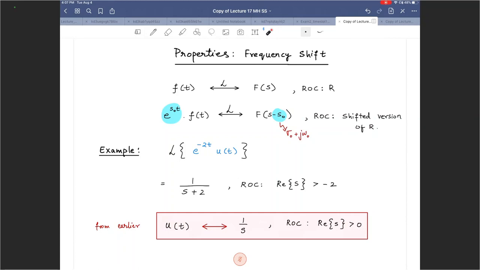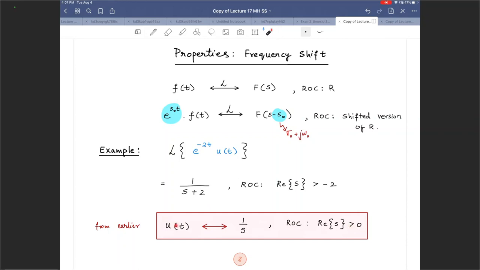Let's take a look at that in a little bit more detail with an example here. Let's suppose we are trying to find the Laplace transform of e to the negative 2t u of t. We have already done something similar in a more generic manner before, but we are trying to apply the frequency shift property along with an earlier result to get this. So from earlier, we know that the unit step has a Laplace transform of 1 over s with one pole at origin, and the region of convergence being real part of s greater than 0. So all of right half of s plane, excluding the origin, excluding the vertical axis, because that's where the pole is.